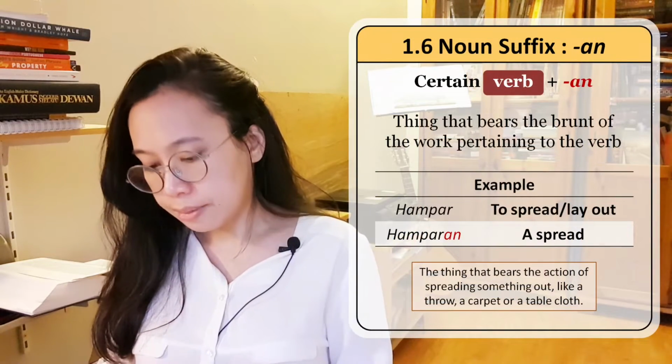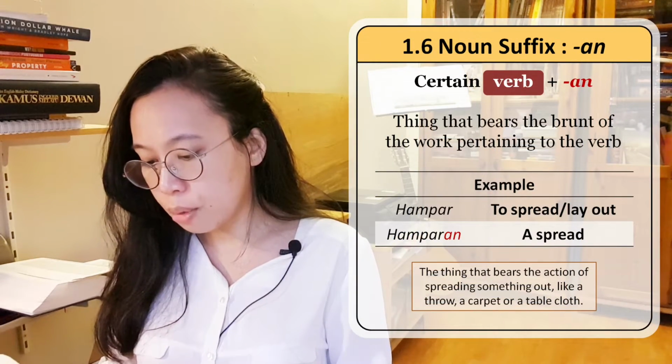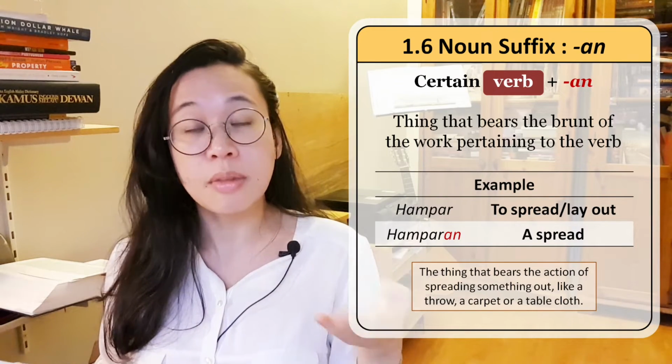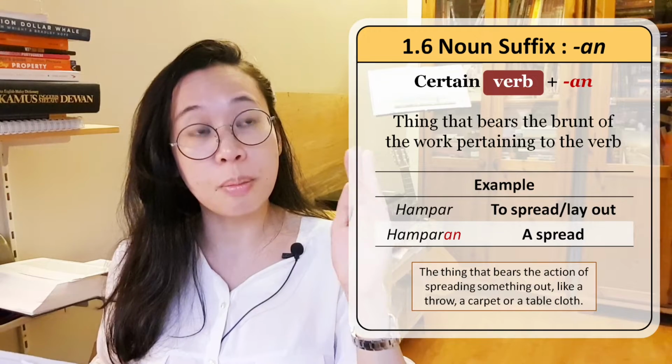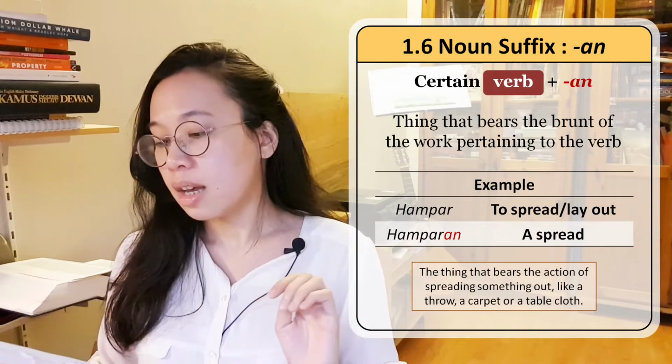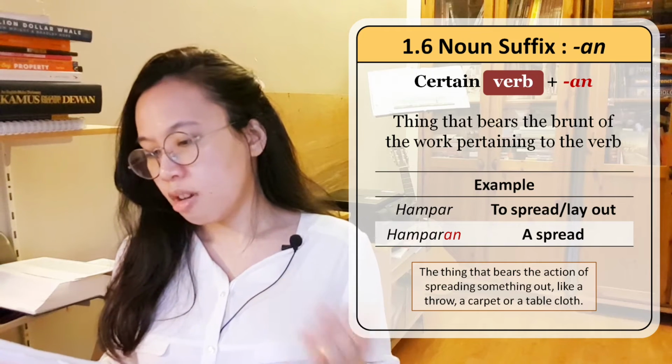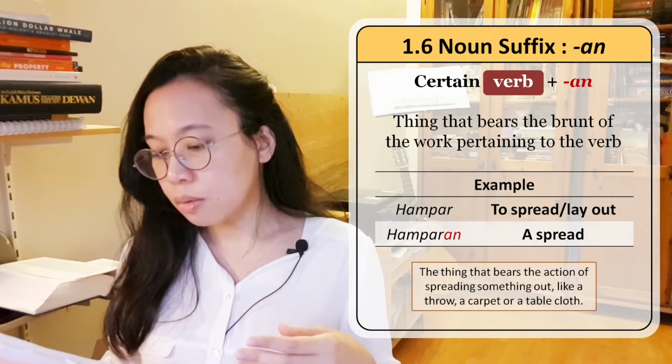Next one, a verb, again a verb plus an, a thing who bear the brunt of work. This is exactly the same as the previous one, except that the previous one is for person or animal. The second one is for thing. Actually, I probably should have combined these two.